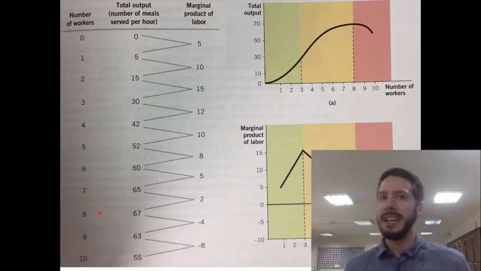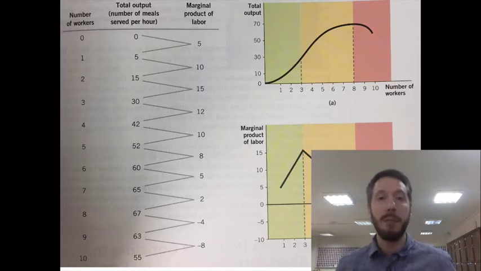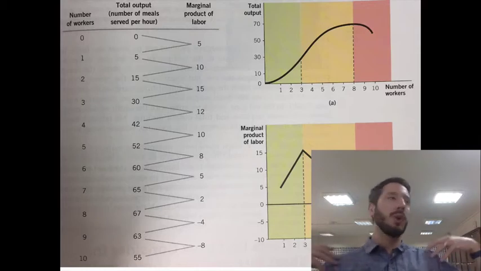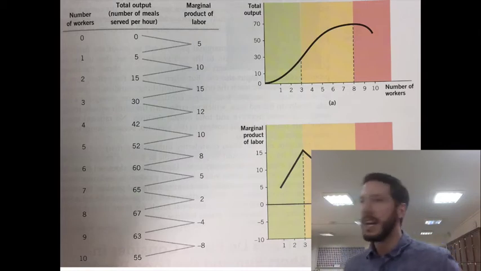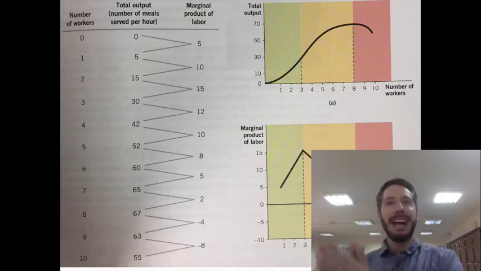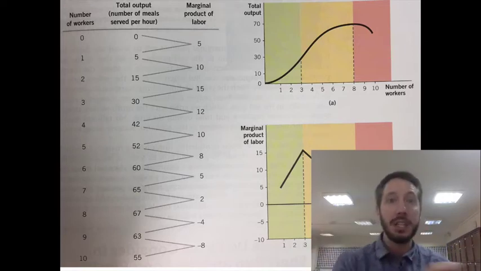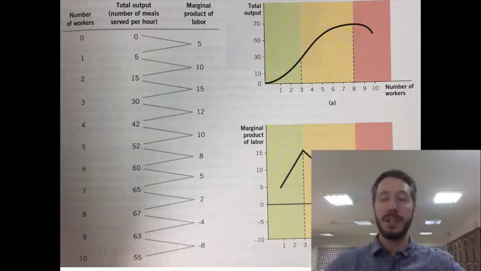Now, why could that be? Because I only have so much room in my restaurant. Maybe if I hire 9 people, people aren't working as efficiently because people are bumping into each other. There's not enough room. There's not enough space. And people aren't working as efficiently as they could. And that's the law of diminishing marginal product. At some point, you're not going to be as efficient with your output.